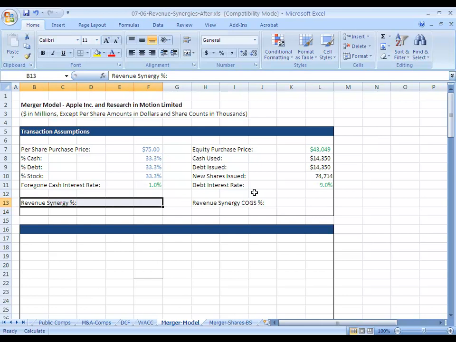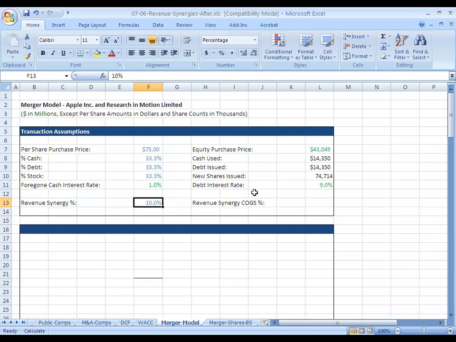Most of the time though, you're going to base this on the seller's revenue. I'm going to enter 10% there. So we're assuming in this merger model that RIM's revenue will go up by 10% as a result of being acquired by Apple. And again, the basic assumption behind this is that either their average selling price, the average customer value will go up, or they'll be distributing more units, or possibly both.